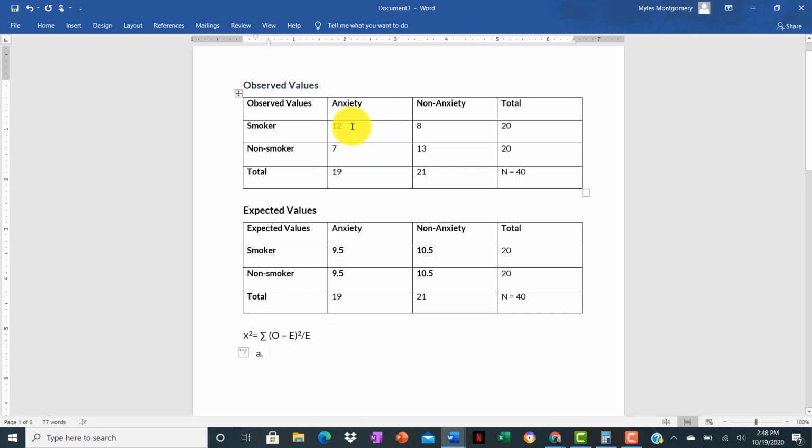Let's start with this cell. I call it the A cell. You can call it whatever you want. Call it the first cell. So what we're going to do here is I'm going to say 12 minus, in this case, 9.5.